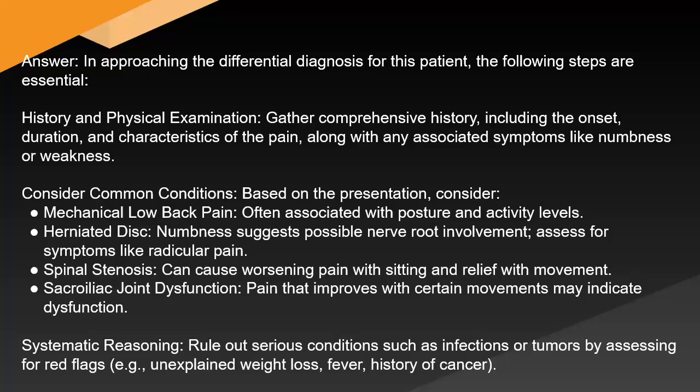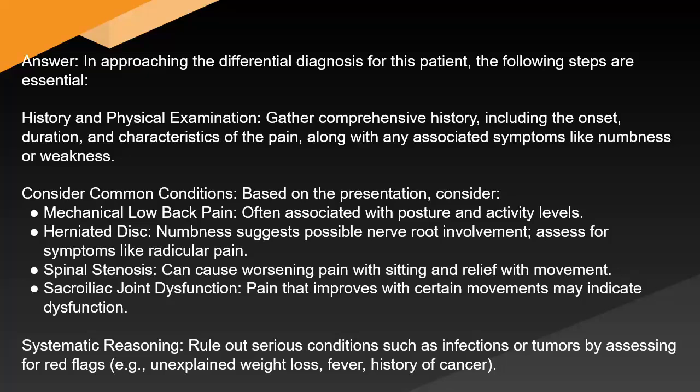History and physical examination: gather comprehensive history, including the onset, duration, and characteristics of the pain, along with any associated symptoms like numbness or weakness. Consider common conditions. Based on the presentation, consider mechanical low back pain, often associated with posture and activity levels.